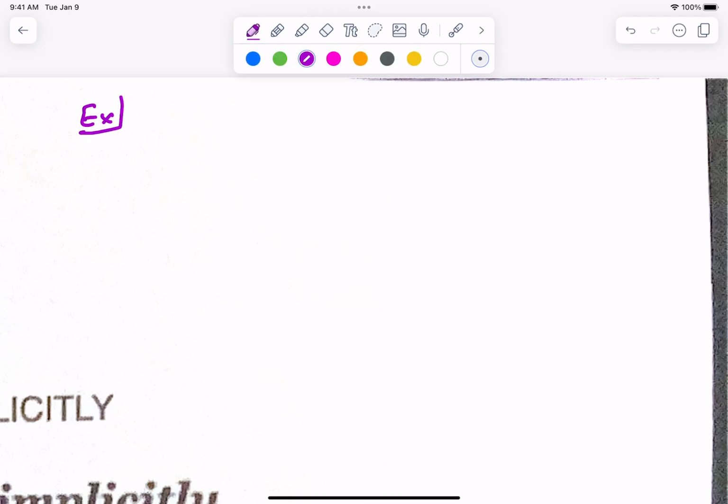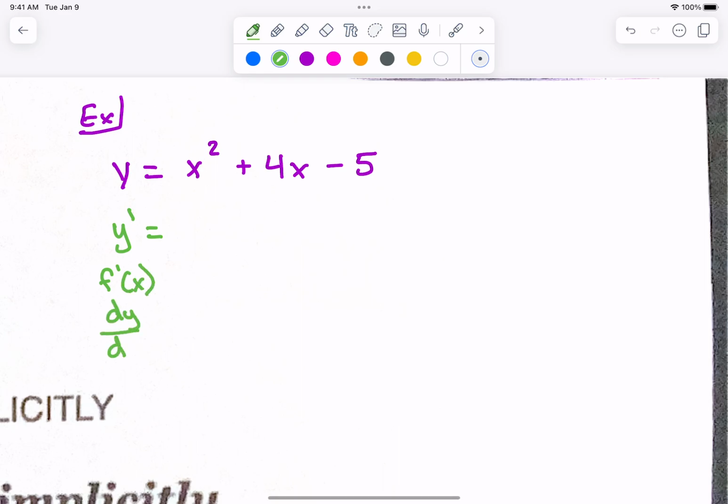Here's an example. What we've been doing before, y equals, let's say I have x squared plus 4x minus 5. And let's say we want to find the derivative of that, okay? Power rule. Use the power rule, straight power rule, right? What's the derivative of y? Like, what do we label this as? f prime of x, or you could call it y prime. Or do you remember when they used to do dy dx? Yep. So that's the derivative of y with respect to x.